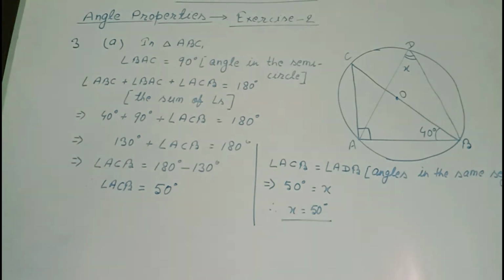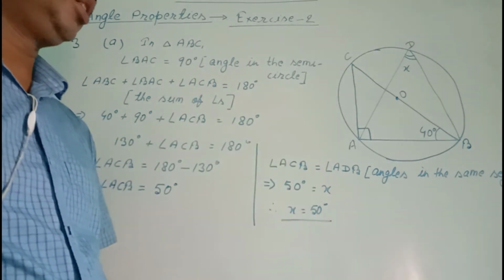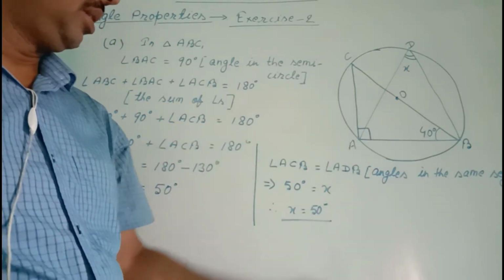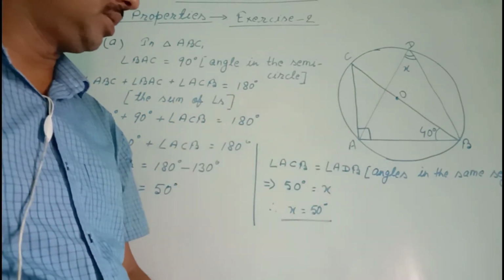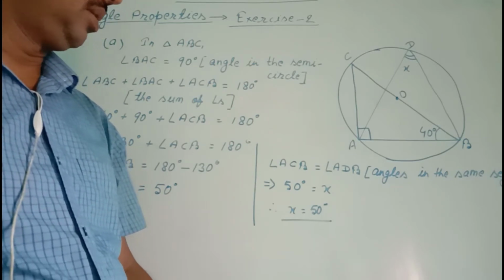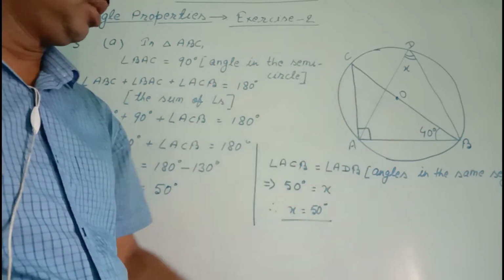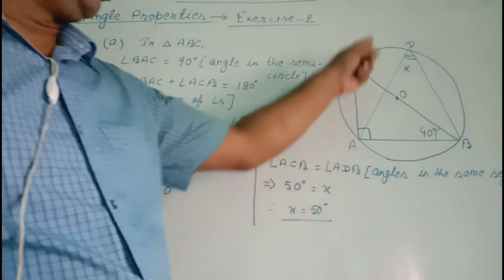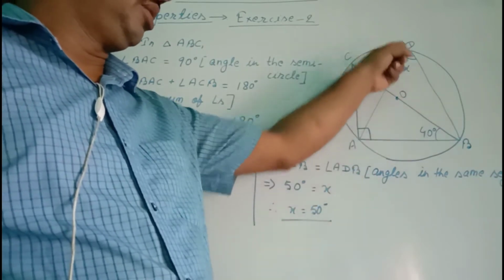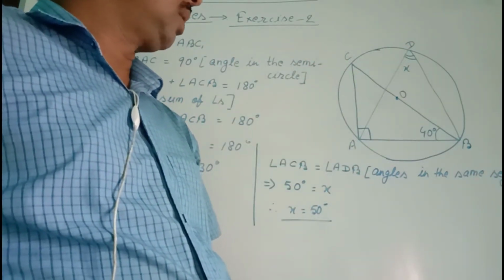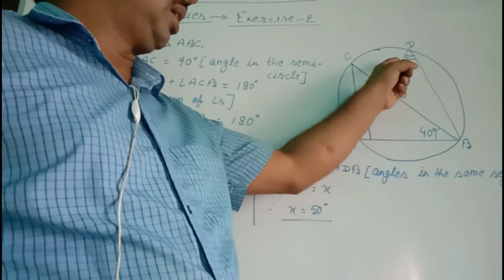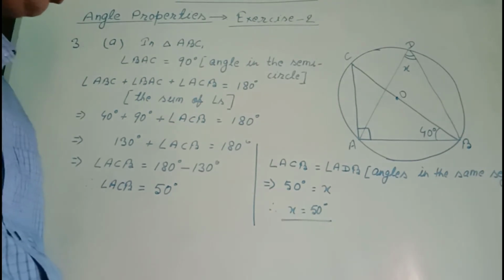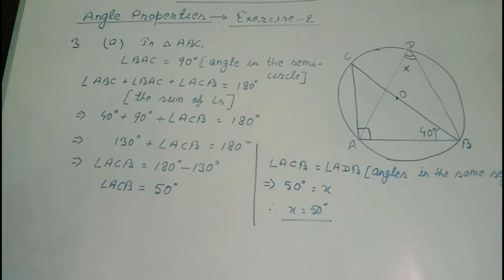from question number 3. This figure is given. One circle is drawn with center O. BC is the diameter. A is any point on the circumference. Then in triangle ABC, this angle is 40 degrees. AD and BD, these two are chords. Those meet at point D and subtend the angle at the circumference, that is X. We are asked to find out the value of X.